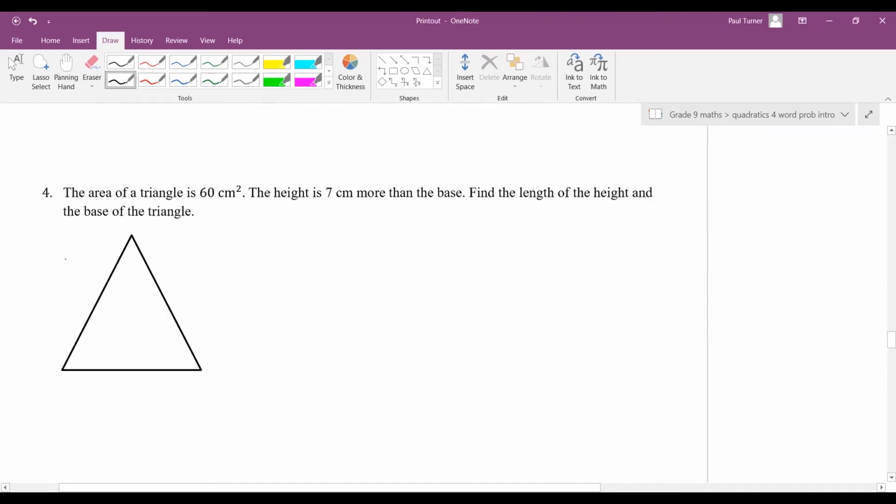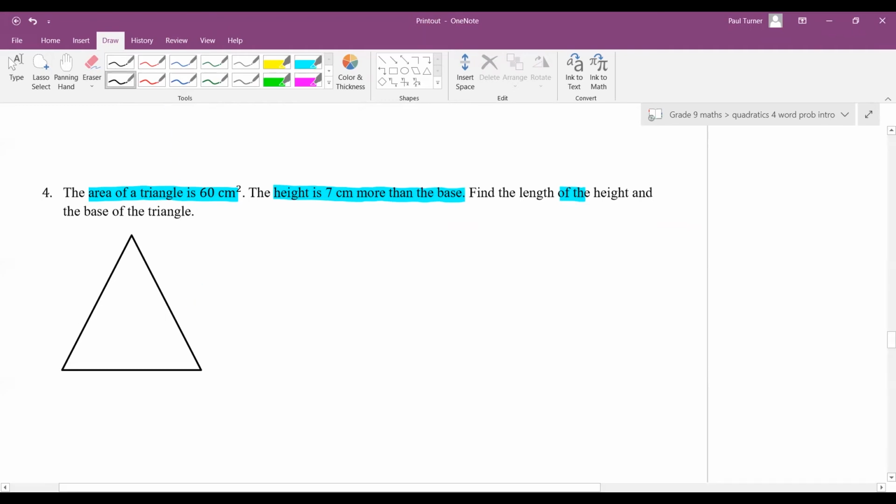Okay, for question 4, let's take a look. Look at our keywords. Area of a triangle. So we're given the area of a triangle. We're given the height is 7 more than the base. Okay, so there's a few key things to look at here, and we want the length and the height. The length and the height should be actually both. So we'll calculate both anyway.